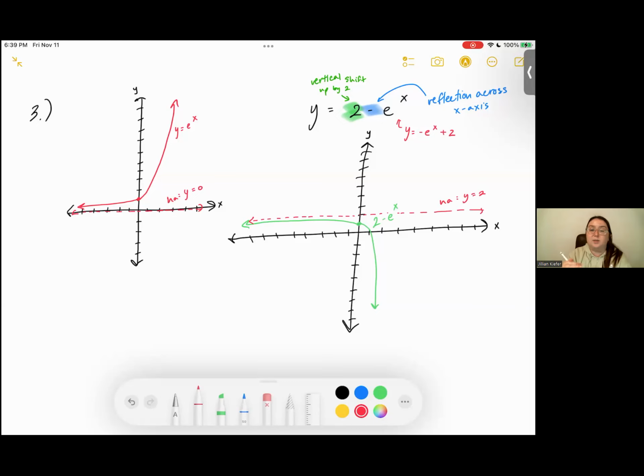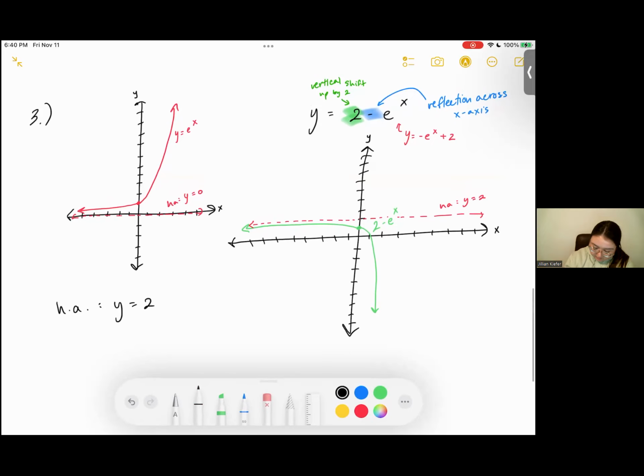So that horizontal asymptote should lie at the same value as the value that you shifted by. So our horizontal asymptote is y equals 2. Our domain for an exponential function is all real numbers, even though it kind of looks like it curves off pretty sharply. It's going to go on forever in that case. So our domain is negative infinity to infinity.